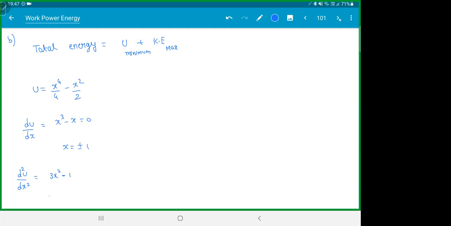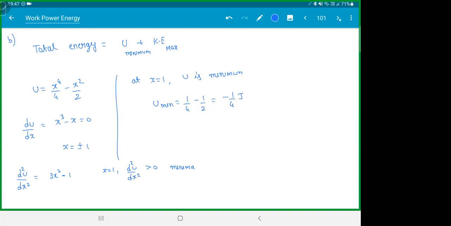So if you put x equal to 1, we get the double differential greater than 0. So this is minima. So at x equal to 1, U is minimum. How much is that? U minimum is 1/4 minus 1/2, which is minus 1/4 joules. That is the minimum value.